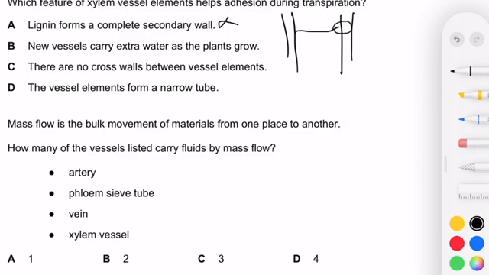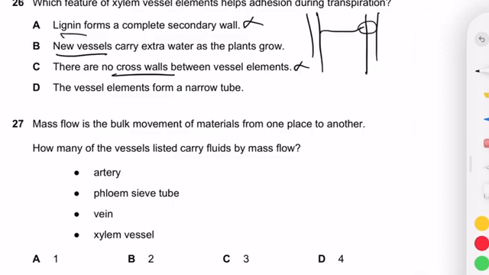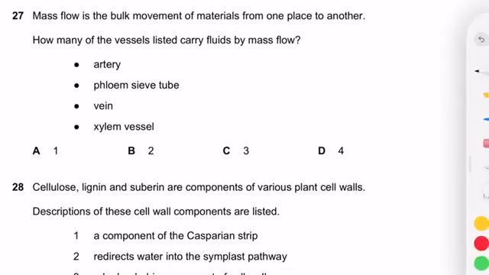Okay. New vessels carry extra water as the plant grows. There are no cross walls between the xylem vessel elements. I think this more helps with cohesion, because if there are no cross walls, then basically water will not suddenly stop flowing as one continuous column. Elements form a narrow tube. If they form a narrow tube, then it's going to increase the number of water molecules that are exposed to the tube walls. And that means basically that it's going to help with adhesion. I think it's D.